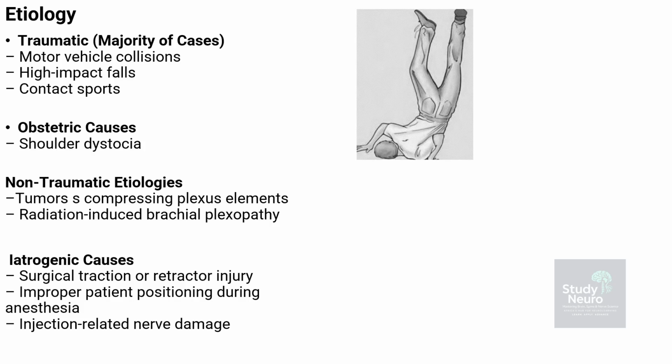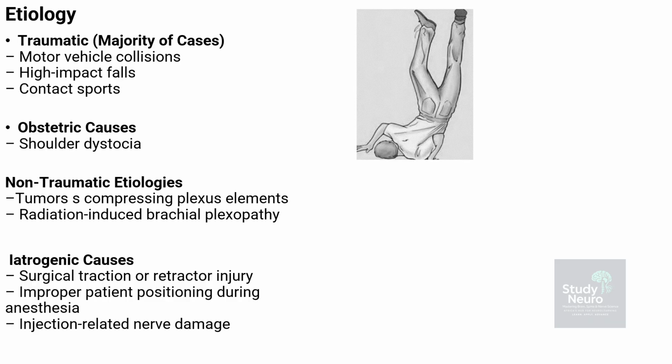Most brachial plexus injuries happen because of trauma. Think of serious car accidents, high falls, or even injuries during contact sports that can all stretch or tear the nerves in the shoulder and arm. In newborns, delivery complications like shoulder dystocia can sometimes damage the plexus as well.